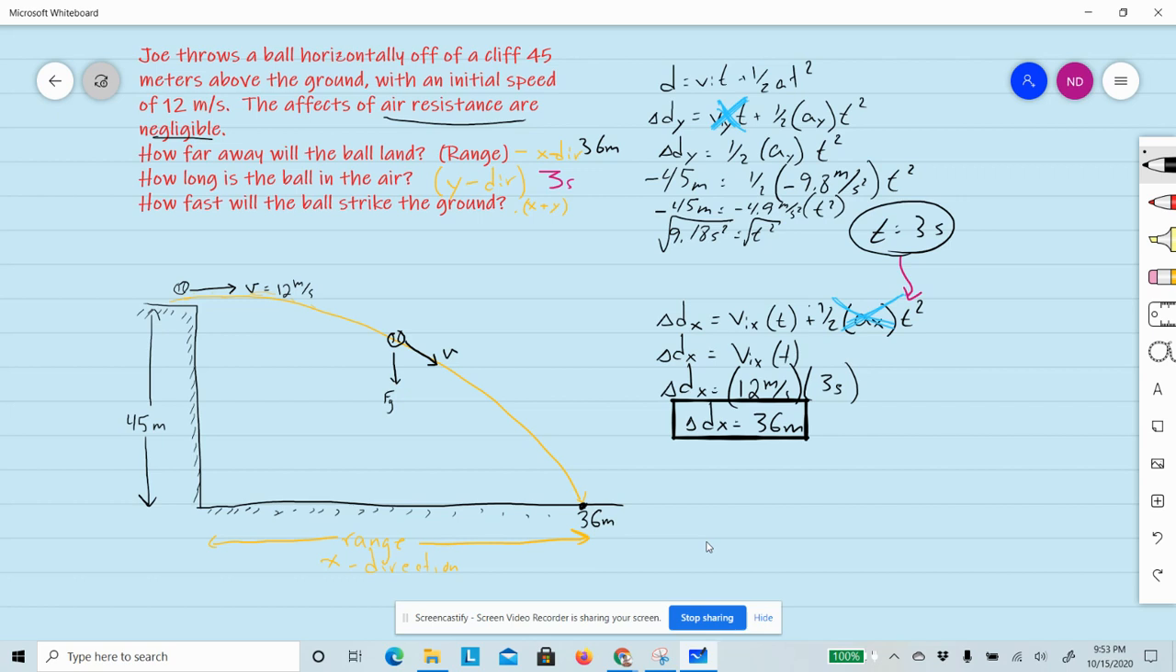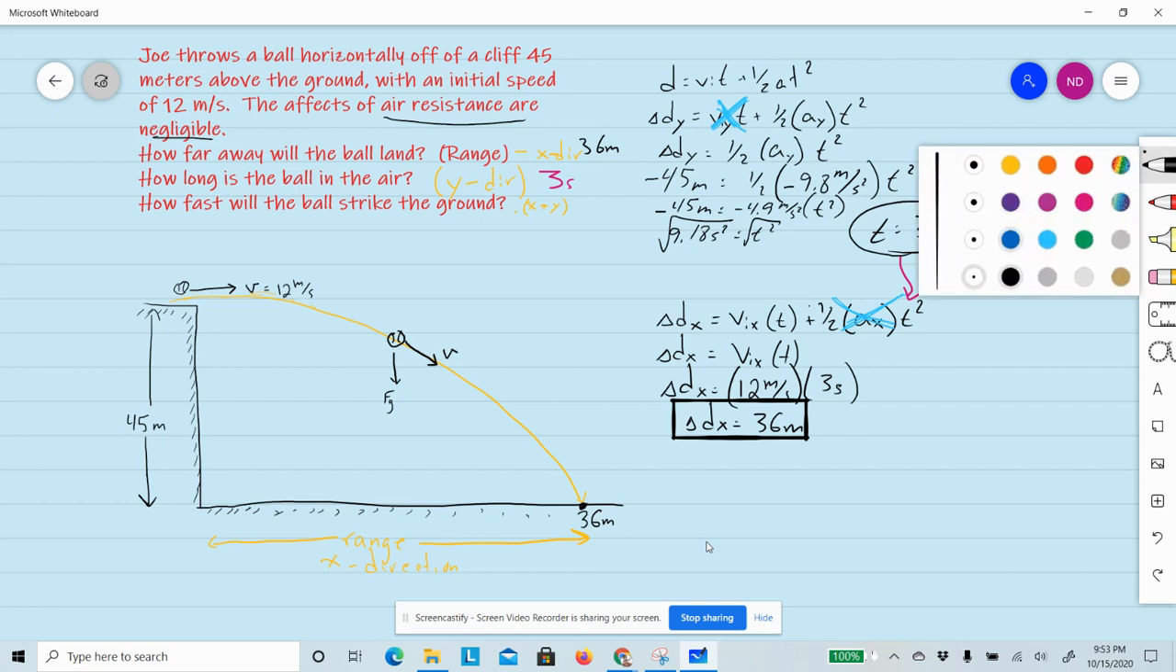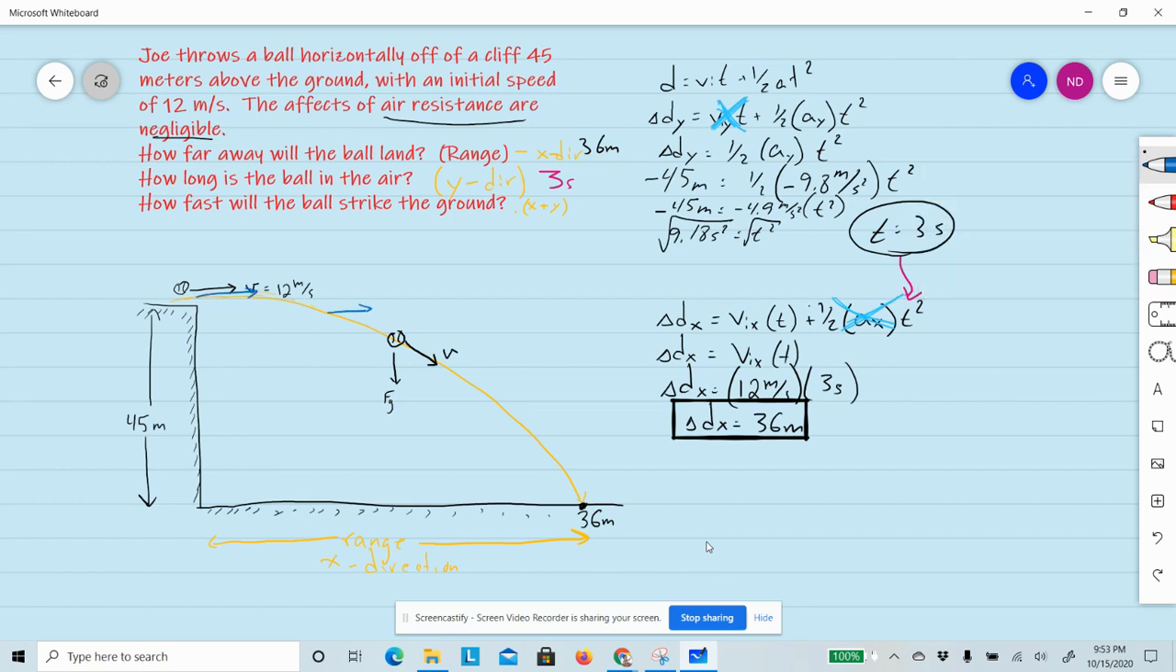Now, how fast will it be moving when it is in the air? The ball is here, it's going 12. The ball's over here, it's going 12. And the ball's over here, it's going sideways. Sideways is always 12 meters per second, because the acceleration of the x is 0. There's no force acting on it sideways, so it doesn't accelerate sideways. It keeps the same speed.